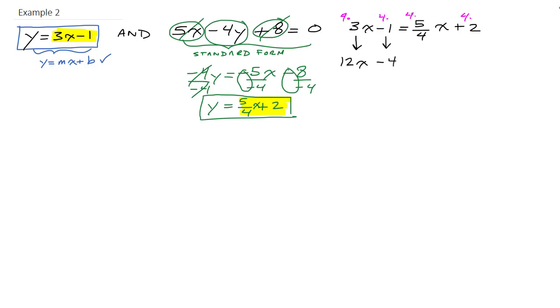What's 4 times 5, right? 4 times 5 is 20, but what's 20 divided by 4? It's 5. So in this case, I just cancel the 4's, right? And we're left with 5x. And finally, what is 4 times 2? It's 8. So we've multiplied everything by 4.